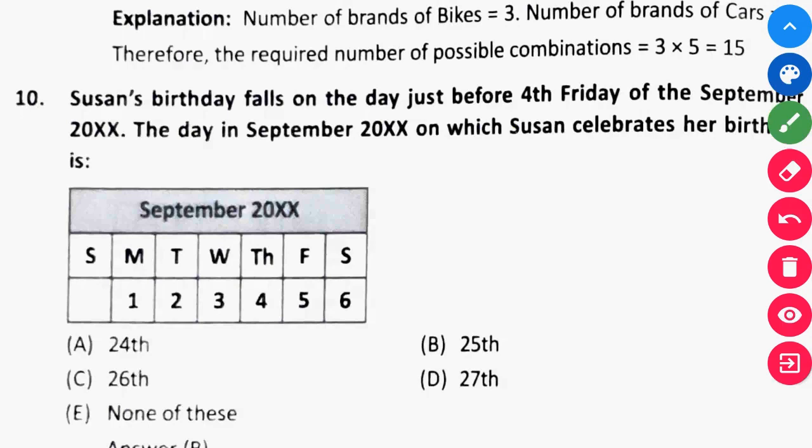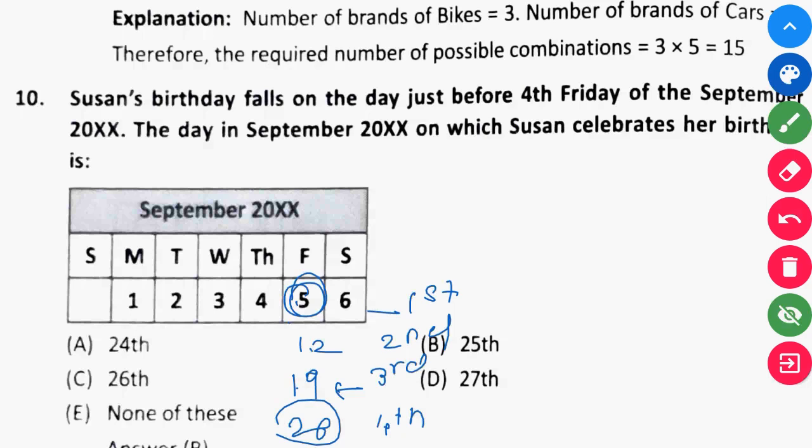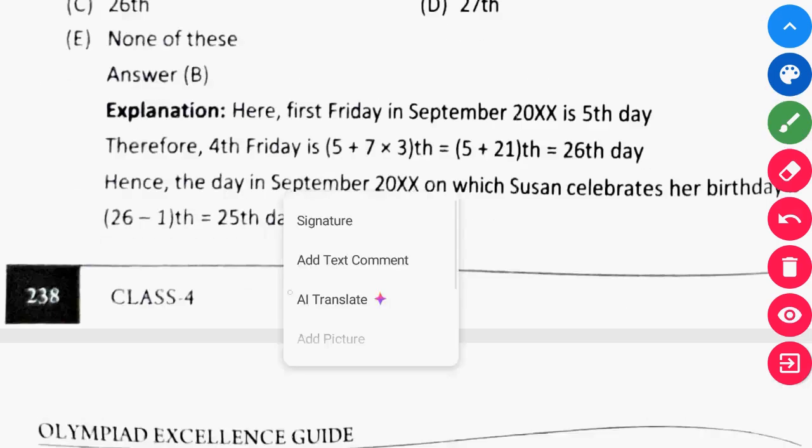One calendar is given. Suzanne's birthday falls on the day just before the 4th Friday, in the month of September. So now think 5th is the Friday, which is the first Friday of the month. Now which will be the second Friday? 5 plus 7, that is 12. Third Friday, 12 plus 7, 19 is the third Friday. And the fourth Friday will be on 19 plus 7, that is 26. Now his birthday is just a day before this Friday. So his birthday is on 25th, because the day just before Friday is 25th.